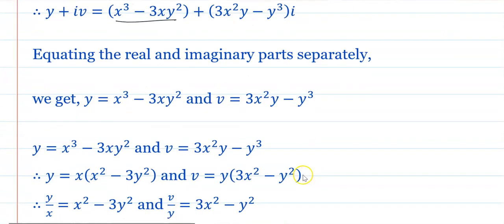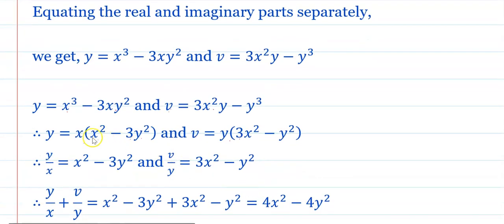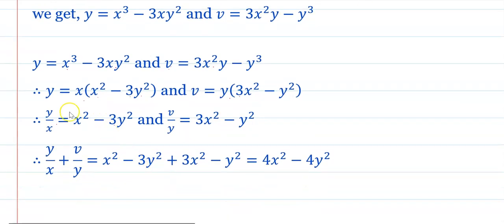Okay. Now, y is equal to x cube minus 3xy square, and v is equal to 3x square y minus y cube. From this, take x as common. Then in bracket, you will get x square minus 3y square. What about here? Take y as common. Therefore, v is equal to y in bracket 3x square minus y square. Again how will you write here? y upon x is equal to x square minus 3y square. v upon y is equal to 3x square minus y square. Now add these two. That is y upon x plus v upon y is equal to x square minus 3y square plus 3x square minus y square.